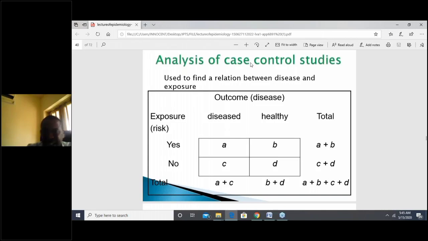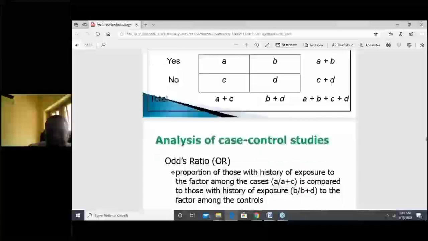So now you are doing the analysis. You are finding the interrelationship. Exposure risk is yes: disease is maybe 5, healthy is 2, total 5 plus 2, how many? 7. Then exposure risk, no: disease 4, healthy 8, total 4 plus 8. What will it give us? 12. Then the total on the disease is this plus this, and the total on the healthy is this plus this.